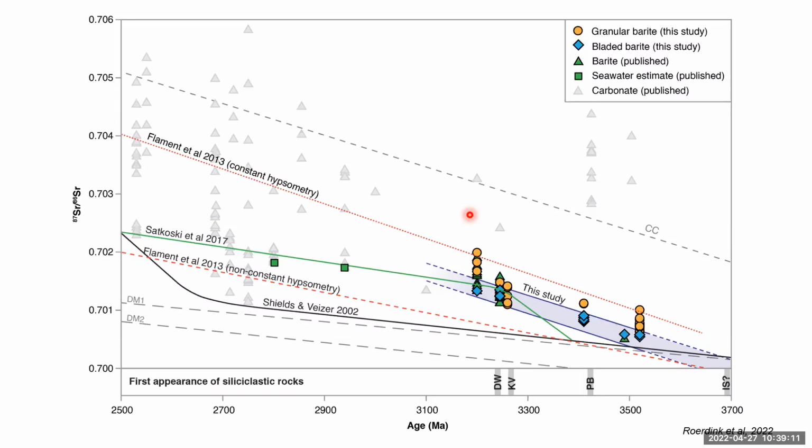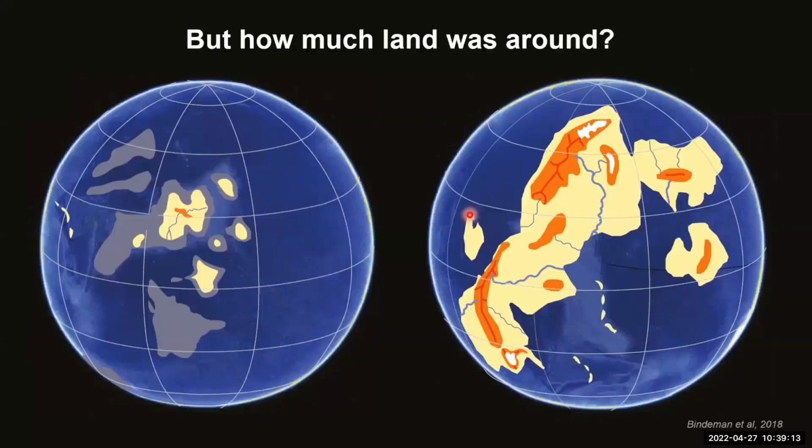Okay, so let's see. We have this curve. Then for the last 5-ish minutes, I would like to spend time trying to address the question, well, okay, great. There was land probably from around 3.7 billion years ago, but how much land was actually around? Did we have an Earth that looked something like the one on the left? Or did it perhaps look more like something on the right?